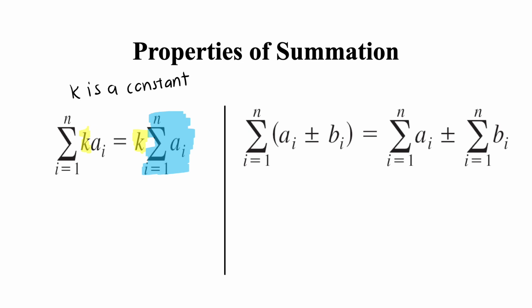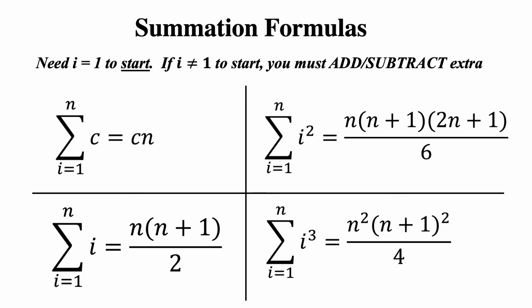The second property is if you have the sum from when i equals 1 until n of a sub i plus or minus b sub i, you can split up those two summations. So you can have the sum from when i equals 1 until n of a sub i, and then add or subtract the sum from when i equals 1 until n of b sub i. So two important properties to know as we move into our more complex examples. Okay, and then before we get to those fun examples, you have some important summation formulas. If you can recognize one of these four formulas, then there's no need to do a sum of terms and actually calculate it.